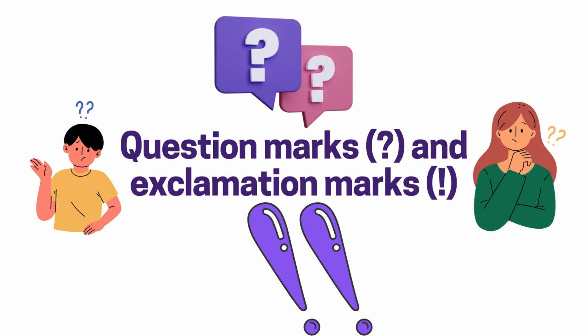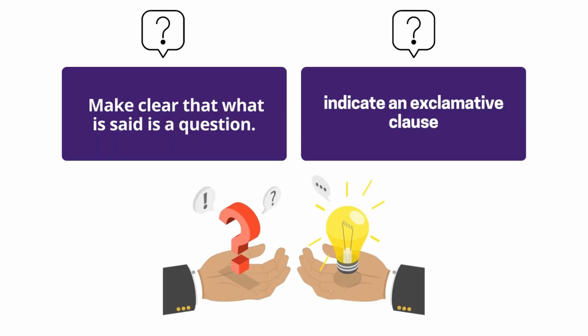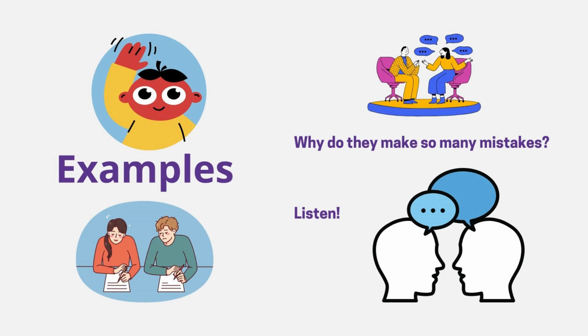Question marks and exclamation marks. They make clear that what is said is a question or is an exclamative clause. Examples. Why do they make so many mistakes? Listen!